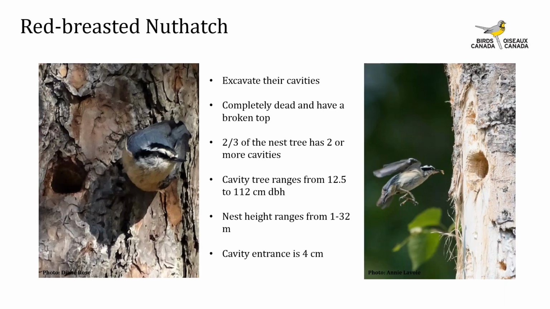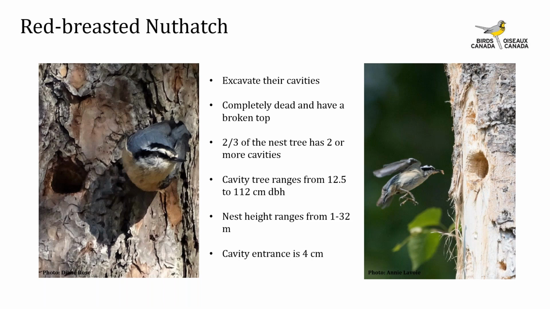So unlike the white-breasted nuthatch, the red-breasted nuthatch excavates its own cavities. The nest trees are more than likely completely dead or have a broken top, and they are less likely to excavate cavities in dead parts of live trees. Trees with multiple cavities are a good indicator for red-breasted nuthatch. Two-thirds of their nesting trees have two or more cavities in them.